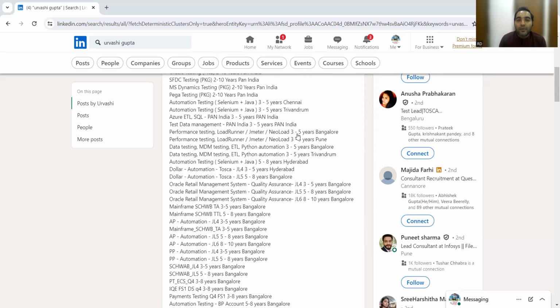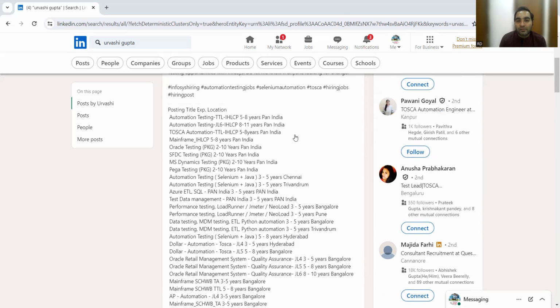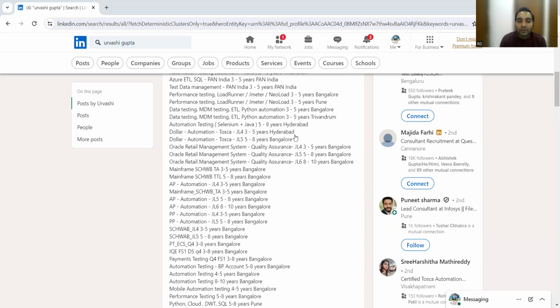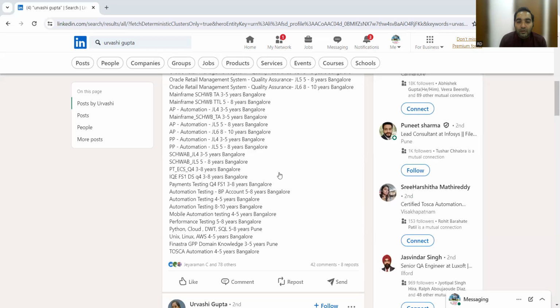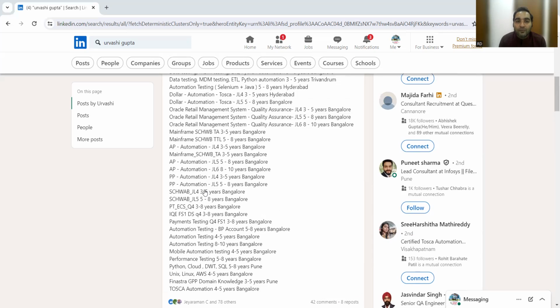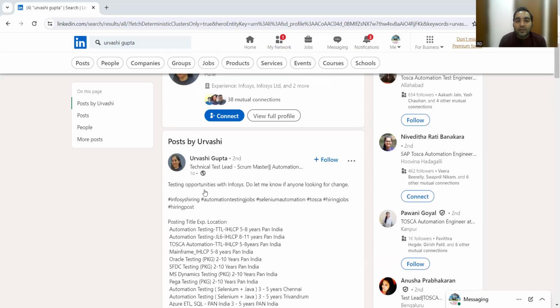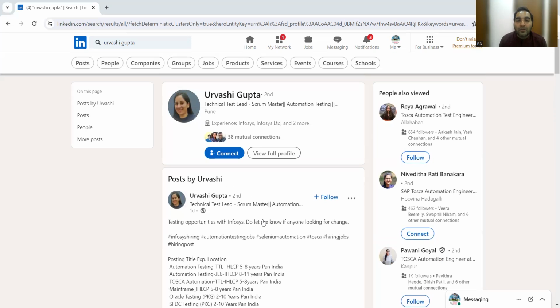The good thing about this post is that it is easier to understand which position, how many years of experience, and which location you are looking at. Tosca automation, payments testing, automation testing, then performance testing, Python, Cloud, SQL, Unix, Linux, AWS, Finastra, GPP domain knowledge. So a lot of job opportunities are there in this particular company.